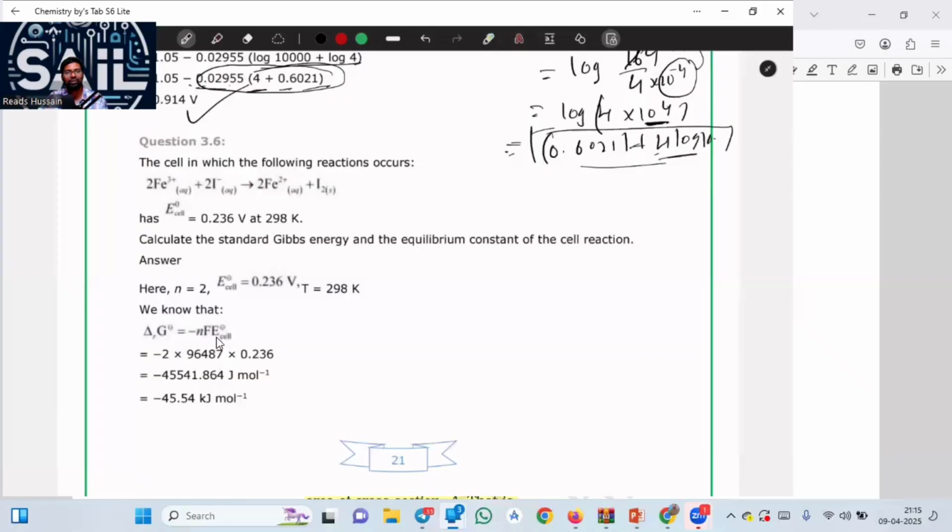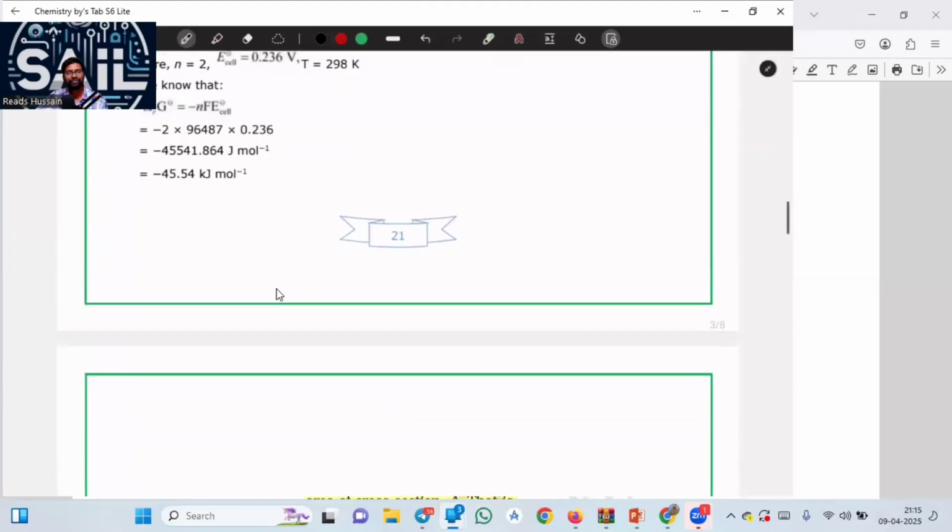What is the E naught value? Standard electrode potential of the cell. It is given in the problem itself, 0.236 volts. So just substitute the values and you will get the final answer. That is the answer you get in terms of joules. If you want to convert this into kilojoules, you can do it. 45,441.864 joules you got, right?